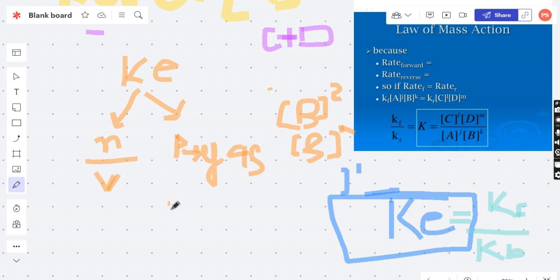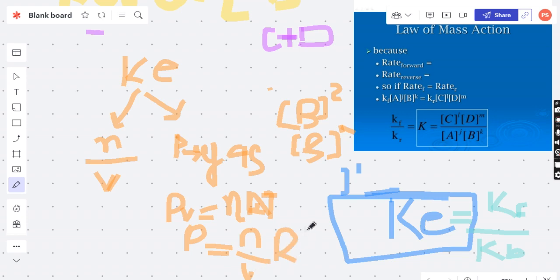First of all, PV equals nRT. When we shift, P equals n divided by V, times RT. n over V means the number of moles per unit volume, so indirectly the partial pressure also describes the molar concentration. The active mass, which is anything written inside the bracket, can be described in two ways: one is molar concentration, the other is partial pressure.